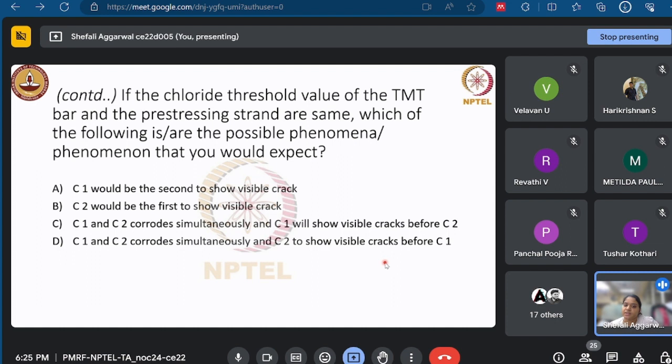We have seen that C1 is normal rebar and C2 is pre-stressing rebar, right? We are saying that in C2, when the rebar starts corroding, the corrosion products form around the rebar, and it won't show visible cracks before the normal reinforcing bar, before TMT rebars. So based on that aspect, which option would be correct?